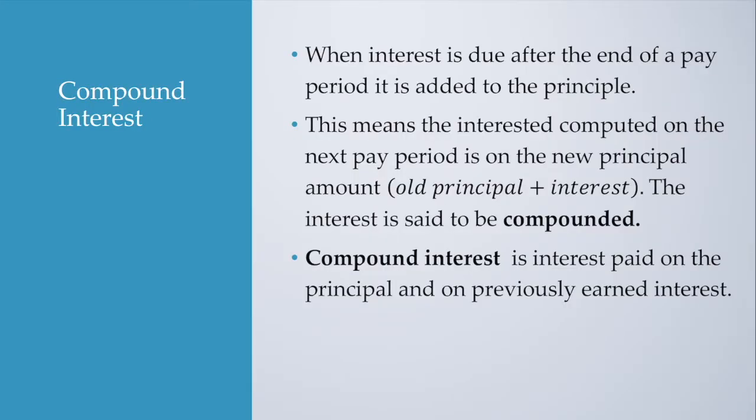Now, compound interest is when you take the interest due at the end of a pay period and add it back to the principal. So now the amount of money in your account has increased and you begin to earn interest on that. The interest compounded the next pay period is on the new principal, which was your old principal and your interest. Compound interest is the interest paid on previously earned interest. This is one of the best ways for bank accounts, like a savings account, or a 401k, to earn more and more value.